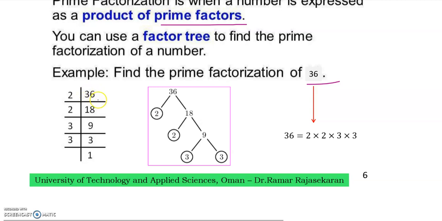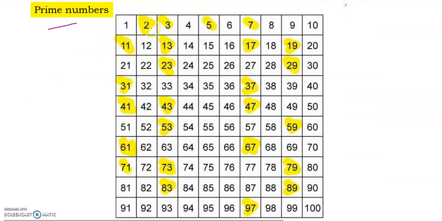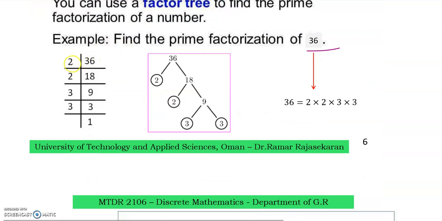You write the number 36 and you divide it by a prime number. What is the smallest prime number? 2, then 3, then 5, and then 7. Whenever you divide, always try whether the smallest prime number divides the given number. For 36, the smallest prime number is 2. So I am dividing 36 by 2, which gives 18. Similarly, I try again the smallest prime number on 18.